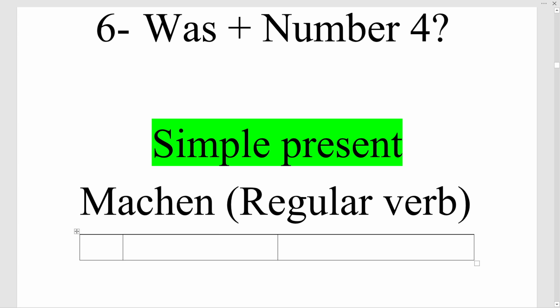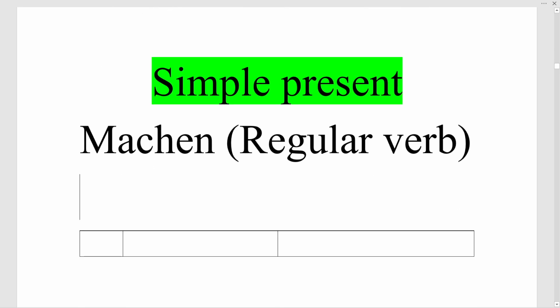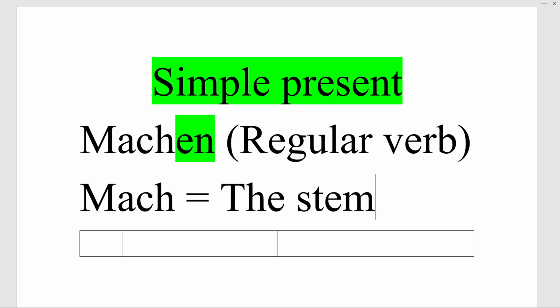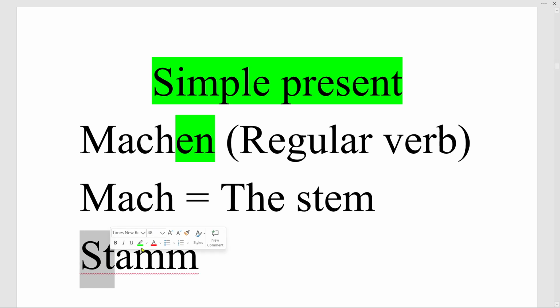So here, the first thing you do when it comes to conjugating a verb in German is to remove the infinitive sign, which is the en here. Now this is what we do: mach. So this mach over here, in German we call it the stem. This is the stem, and the stem in German is Stamm. So Stamm means stem. This S and T combination in German always has the pronunciation of st.